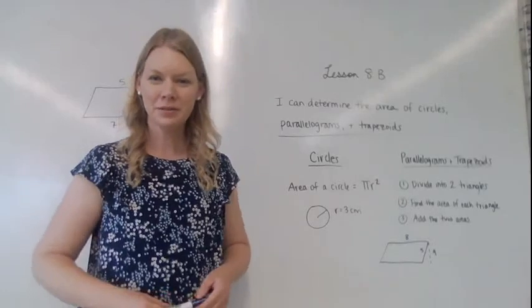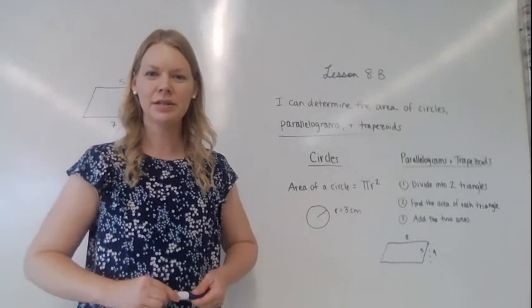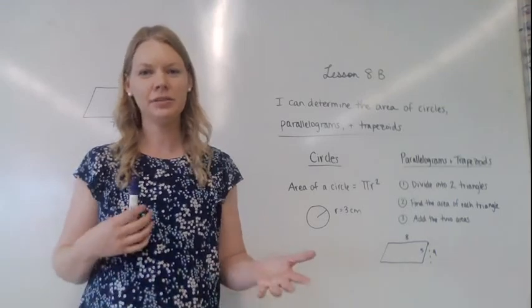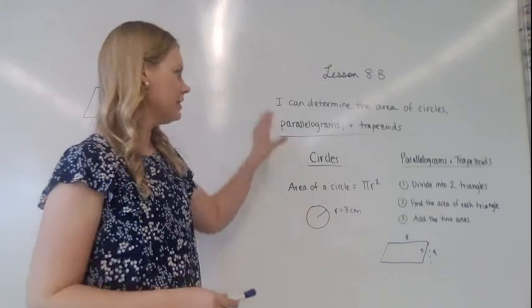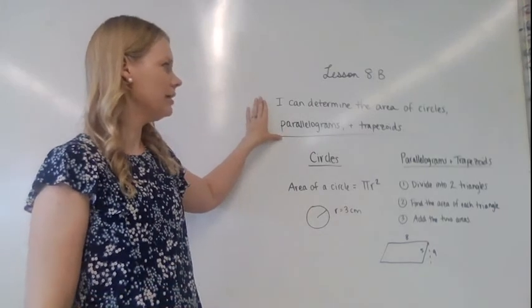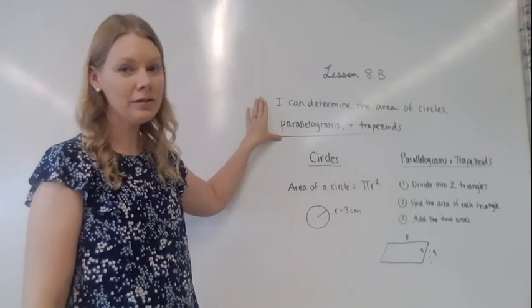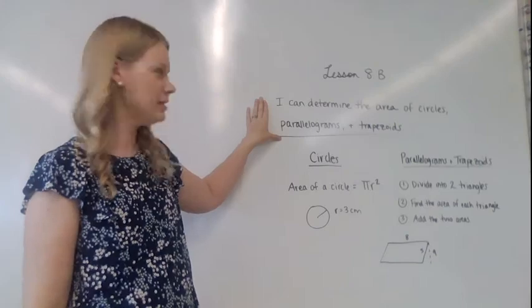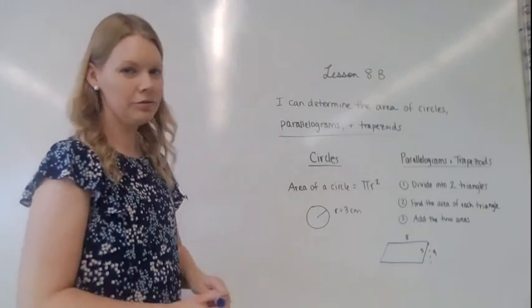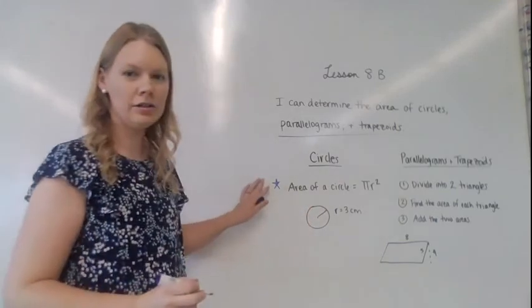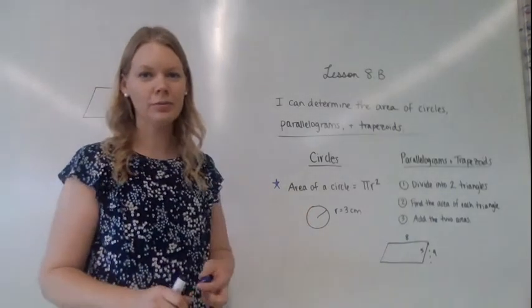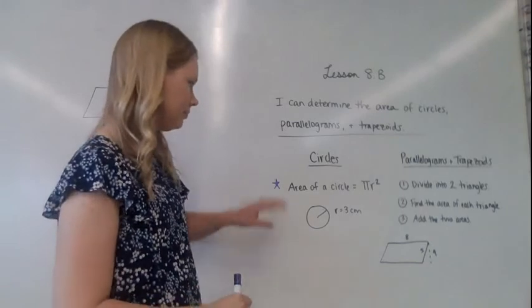Welcome to part 2 of lesson 8, which is focused on area and being able to determine the area of various geometric shapes. Specifically, today's goal is to determine the area of circles, parallelograms, and trapezoids. Starting with circles, the area of a circle is equal to pi r squared, and that is a formula that you will need to memorize.